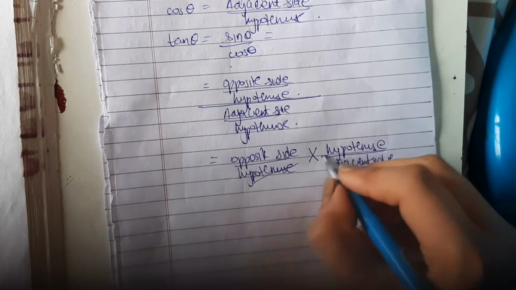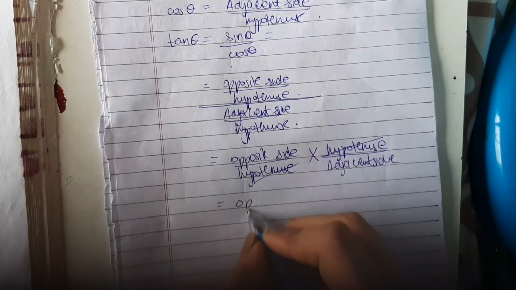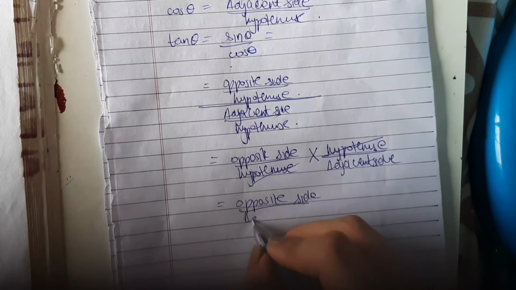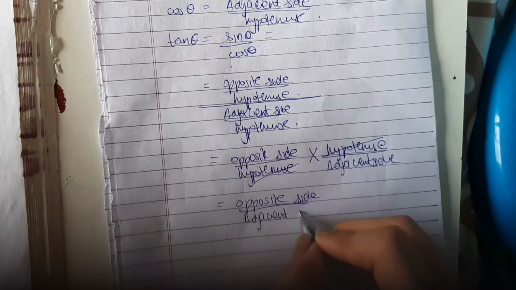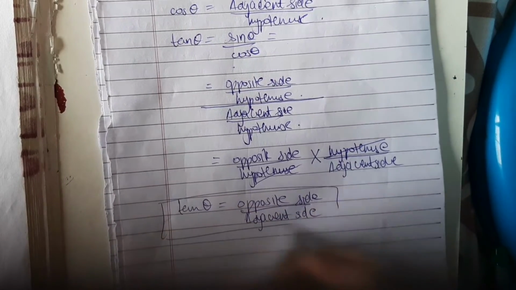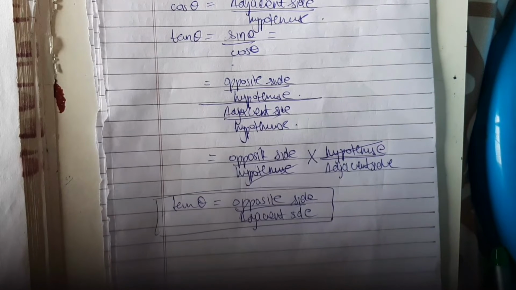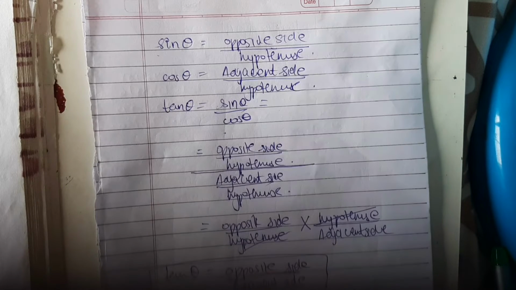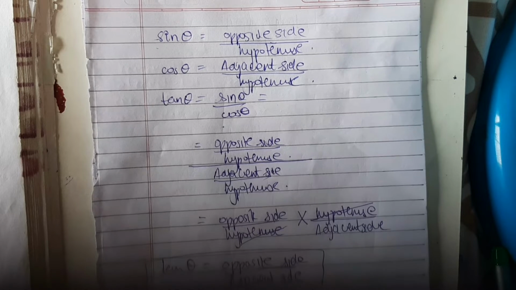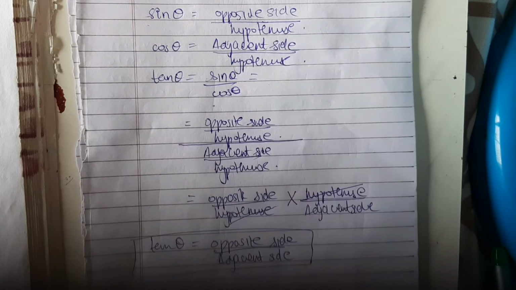So here the hypotenuse gets cancelled, and we'll get opposite side upon the adjacent side. So the tan theta is what? Tan theta is opposite side upon the adjacent side. Sin theta is opposite upon hypotenuse, and cos theta is adjacent upon hypotenuse. These three also are the basic formulas you all should know.